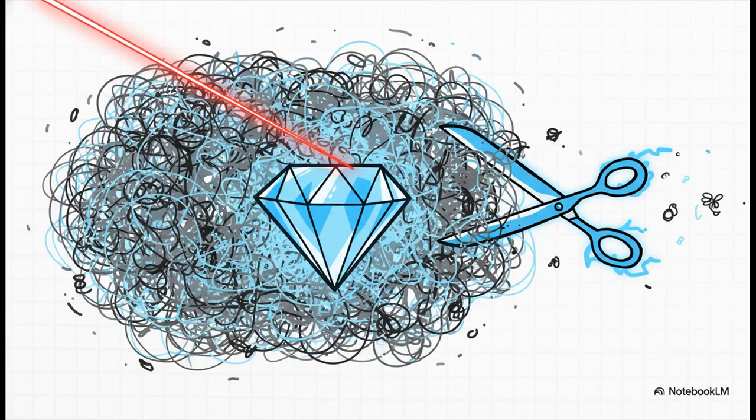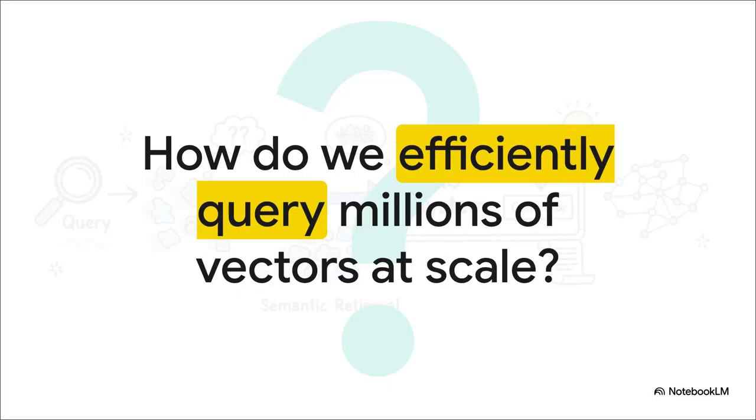RAGAS also checks for context relevance. It extracts only the absolutely essential sentences from your retrieved chunks, mathematically penalizing any redundant information it finds. This ensures our vector retrieval isn't just accurate, but razor-sharp and concise, completely avoiding the bloated verbosity that plagues poorly tuned systems.